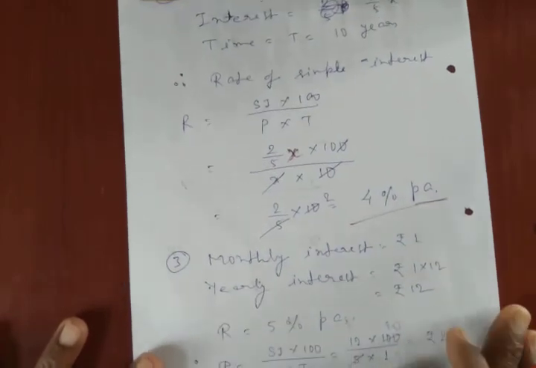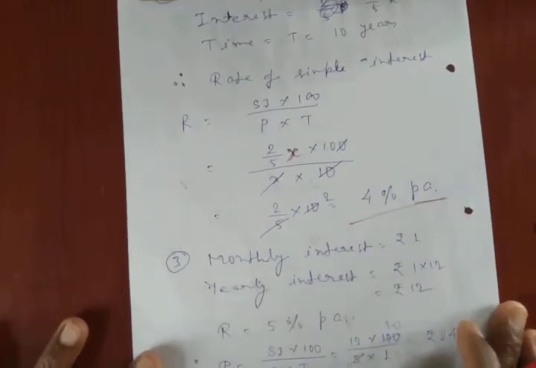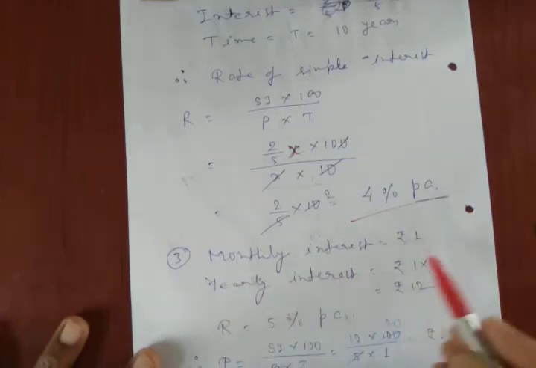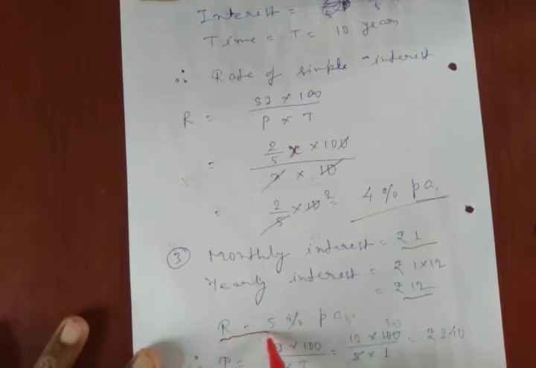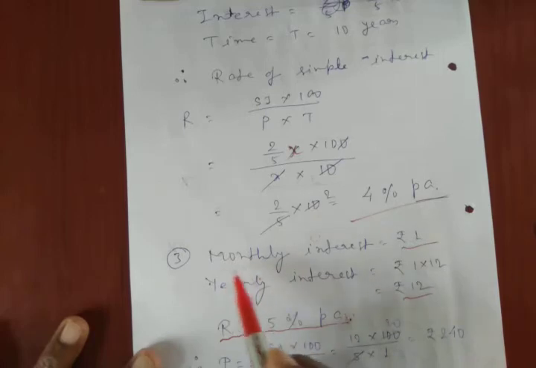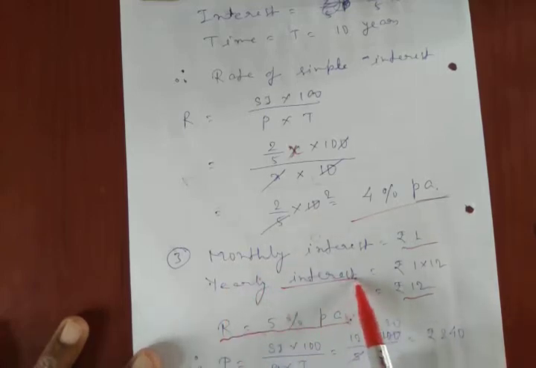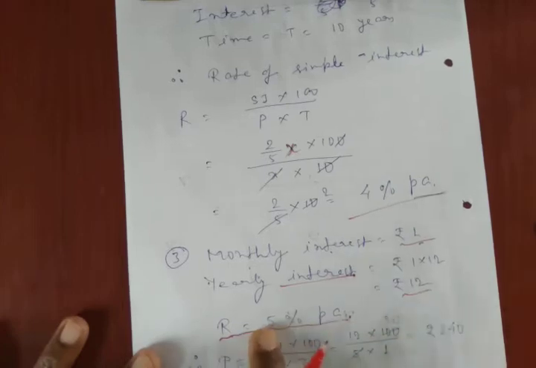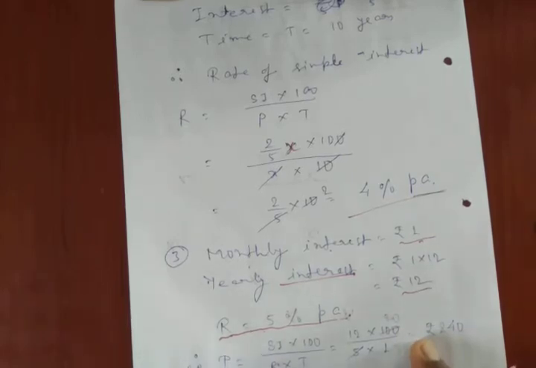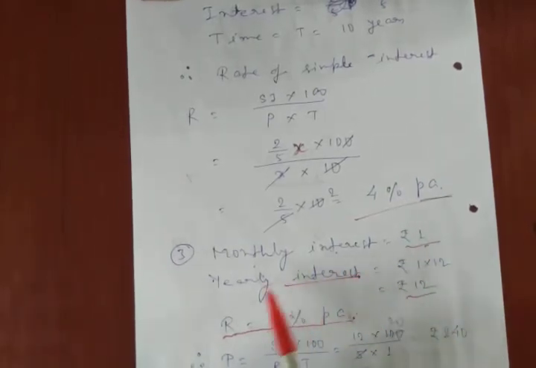Question number 3, find the principal of which the monthly interest is rupees 1. So in this case the monthly interest is rupees 1, then yearly interest will be equal to rupees 12 and R equal to 5%. Here, because I am using rate equal to 5% per annum, you must have the interest yearly, and if you want to use the monthly interest rupees 1, then you must convert R equal to 5% per annum to some percent in 1 month actually. So here you must be careful.